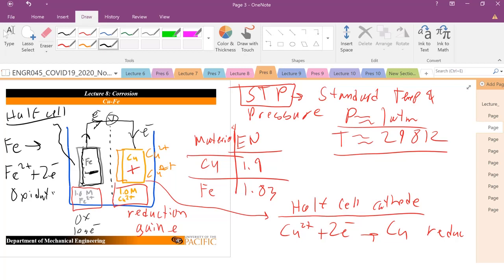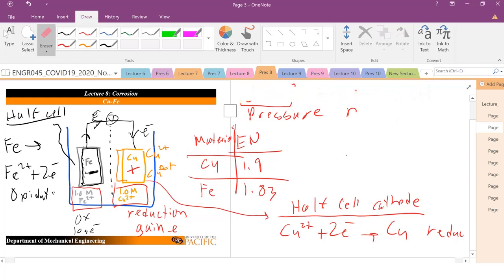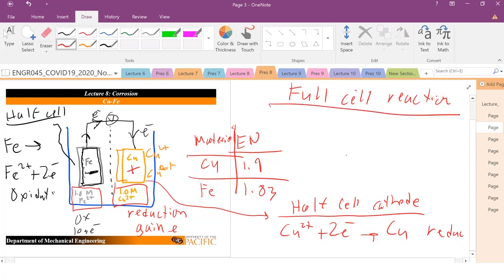So now let me erase here real quick. Remember that we are at standard temperatures and pressures and all of that other good stuff. So now we could write our full cell reaction. The full cell reaction is going to be the following. You just add those, so it's Fe goes to Fe2 plus plus 2e minus, plus you add Cu2 plus plus 2e minus goes to Cu.